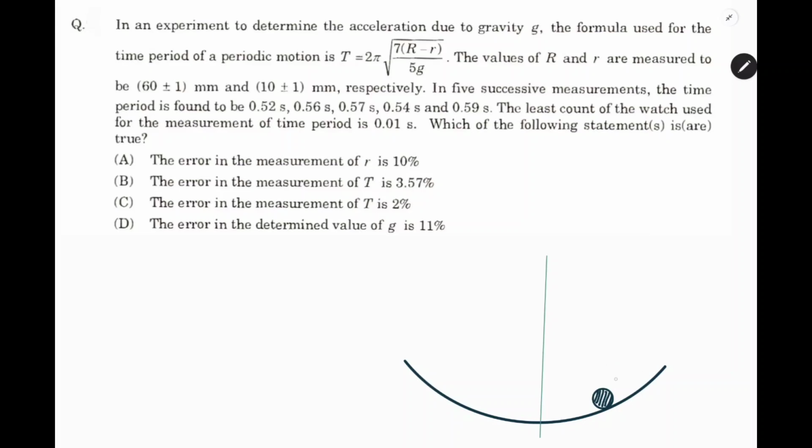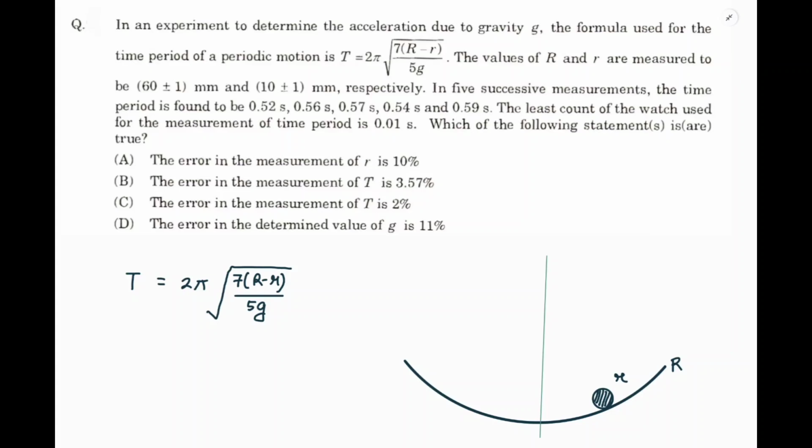So the time period of this small sphere in this curvature of radius R will be evaluated as T equals 2 pi root over (7(R minus r))/5g. So this is the problem which we have, but we are not bothered about all this. We are only bothered about the error analysis aspect.